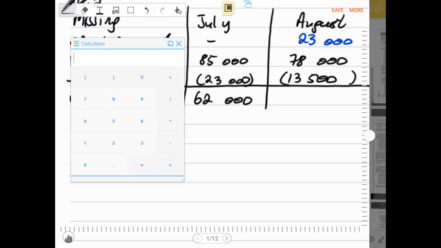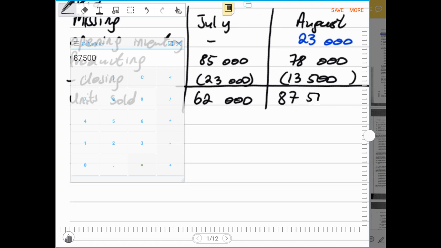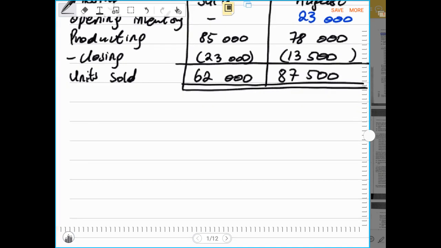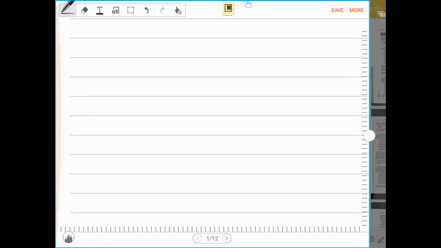Therefore now we have to calculate the units that were sold in the month of August. 23,000, which is opening, plus 78,000, which is production, and we minus 13,500, and this will give us 87,500 units that were sold in the month of August. So now we have calculated the missing units. Secondly, we need to calculate our POR, the predetermined overhead rate, before we calculate our cost per unit.